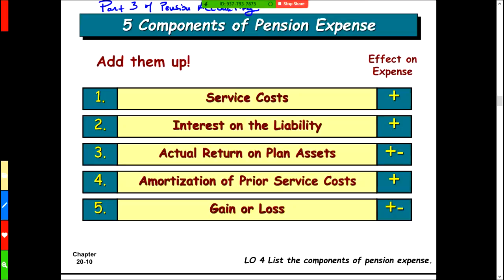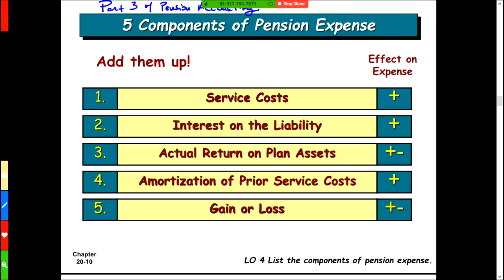This is part 3 of the pension lecture. Now we're going to talk about pension expense. In the prior video, we were talking about the amount recorded on the balance sheet, which is the pension plan assets net of the projected benefit obligation.